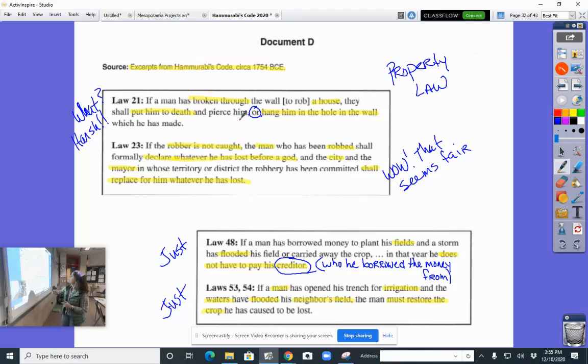Law 23: if the robber's not caught, then the man who got robbed can declare whatever he's lost before a god, and the city and the mayor of the place where the guy lives shall replace whatever he has lost for him. Some people might go, wow, that's pretty fair. So I just wrote out here, wow, that seems fair.